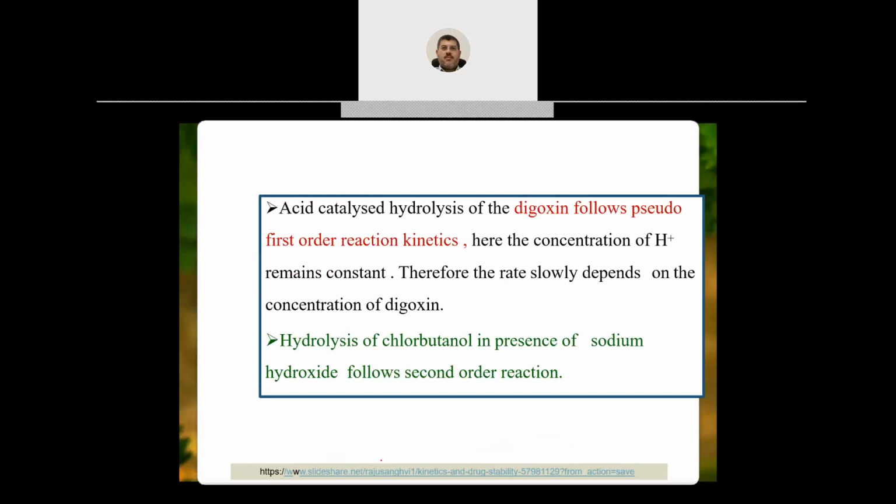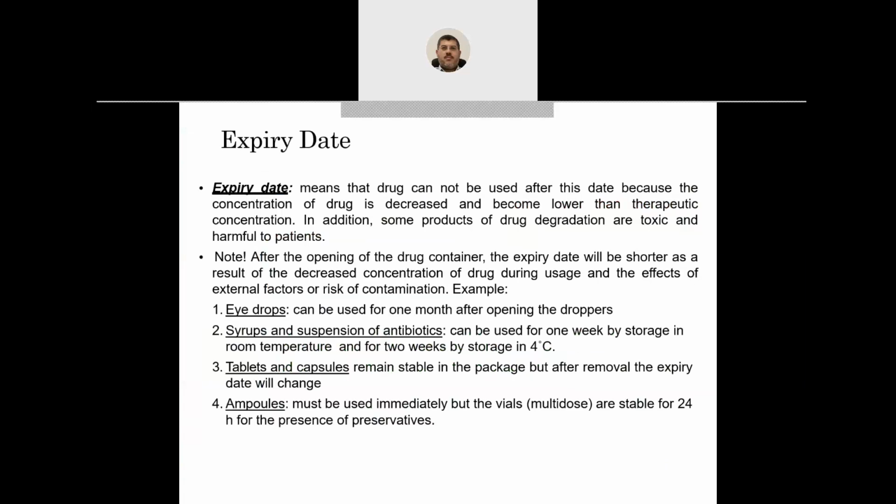When you measure, you plot the concentration versus time, you get the equation of first order reactions. Here the concentration of hydrogen proton remains constant, therefore the rate only depends on the concentration of digoxin. It is acid hydrolysis. There is interaction with the proton, but proton is in excess, remaining constant, so the rate depends on one factor, the change in concentration of digoxin. Okay, hydrolysis of chlorbutanol in presence of sodium hydroxide also follows a second order reaction. So these are examples.